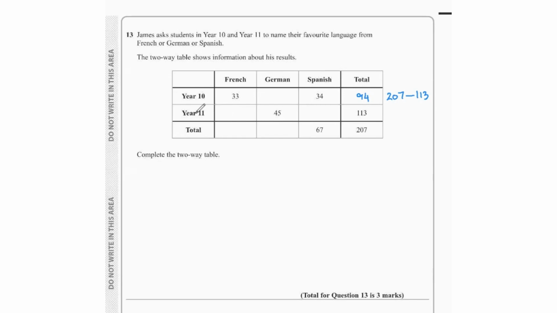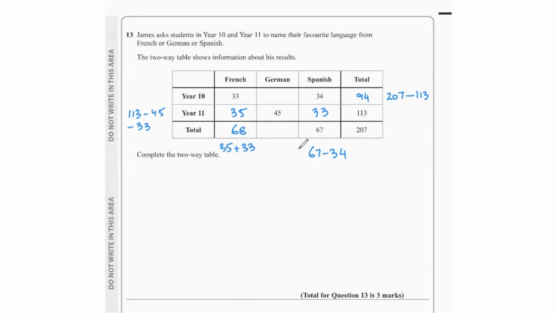So you can find the number of people in year 11 who like Spanish by subtracting these two. So that's 67 minus 34, which gives us 33. Similarly, now we can find the number of people in year 11 who like French by subtracting 45 and 33 from 113. So that's 113 minus 45 minus 33, and that gives us 35 over here. Now to find the total number of people who like French, we can add these two. So 35 plus 33, and that's going to be 68.